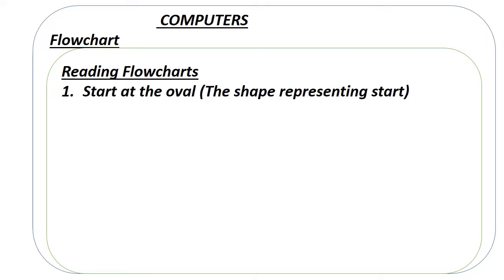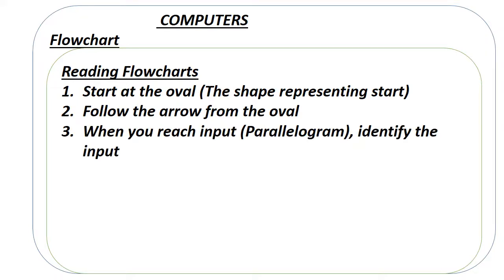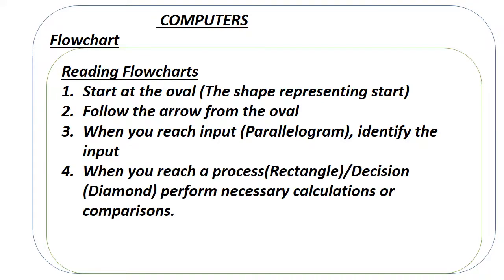We're going to learn how to read a flowchart. So the basic steps are: we first have to start at the oval, which of course represents the starting of the flowchart, and it will have the word start written inside. Then from there you follow the arrow that comes from the oval. Then you go to the next point, whatever it is, but when you reach the input, where there is a parallelogram, you identify the input.